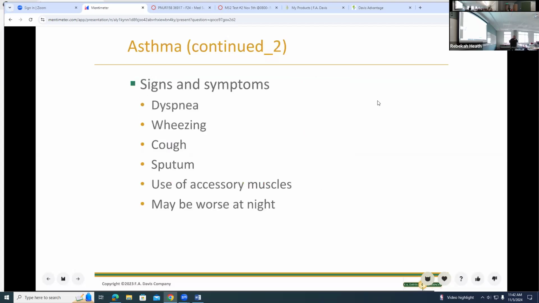So signs and symptoms: usually it's trouble breathing, dyspnea, and wheezing. Wheezing is one of the hallmark sounds you're going to hear with asthma, from constricted airways. Also cough and sputum, and oftentimes it can be worse at nighttime.